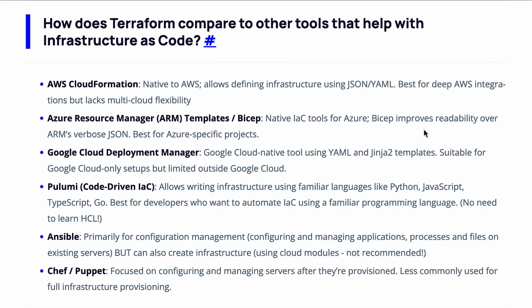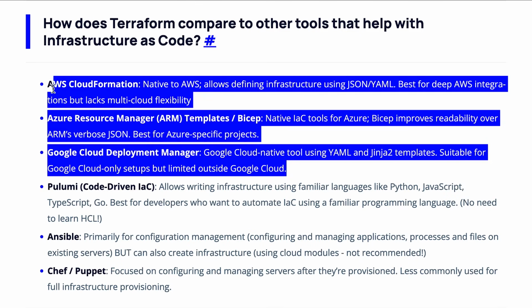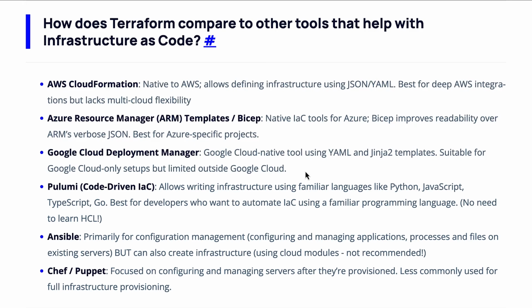In this step, let's talk about how Terraform compares with other tools that can help with infrastructure as code. Let's start with cloud-specific tools. The three tools which we'll be talking about here are AWS CloudFormation, Azure Resource Manager templates or Bicep, and Google Cloud Deployment Manager. These are all cloud-specific tools. You can use them only on the specific cloud.